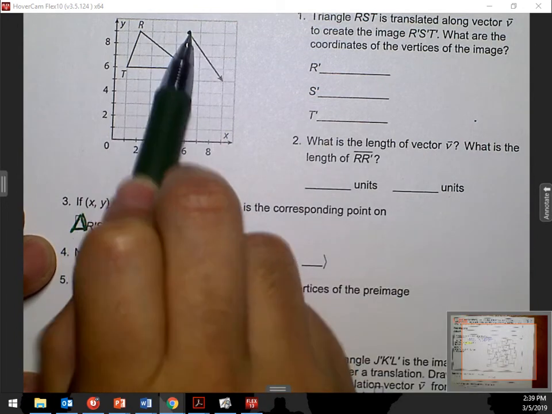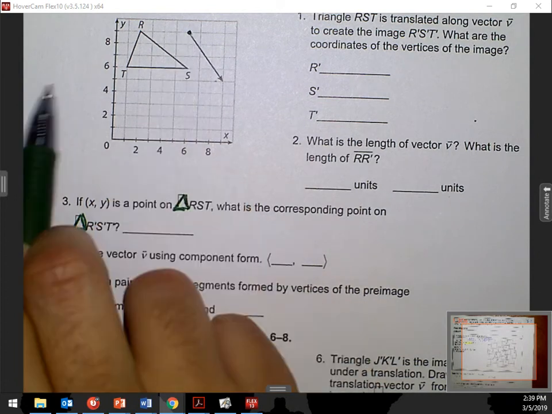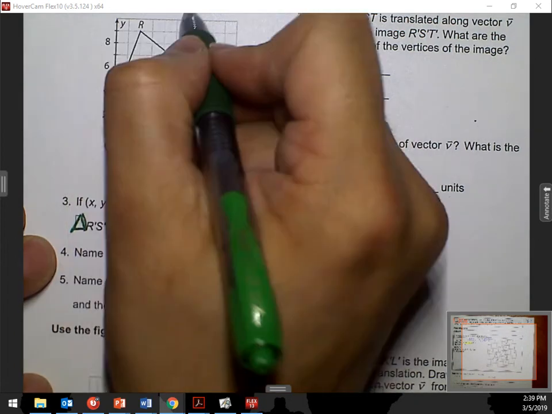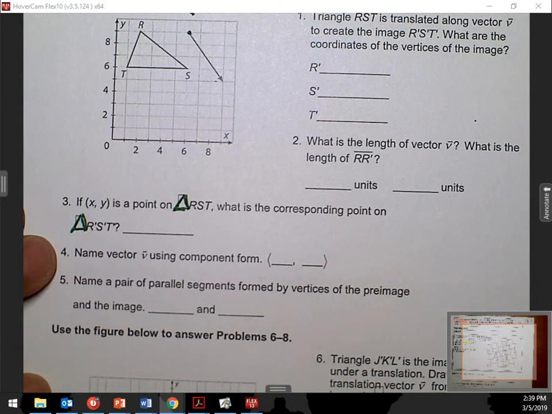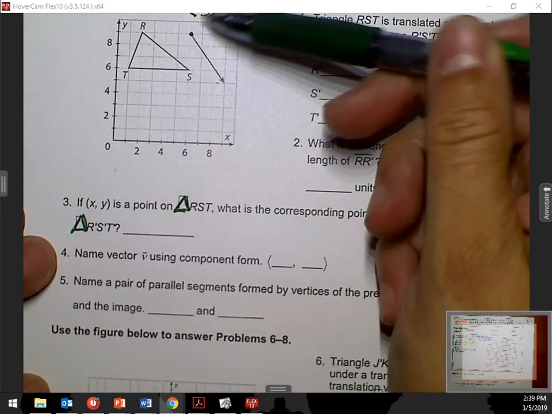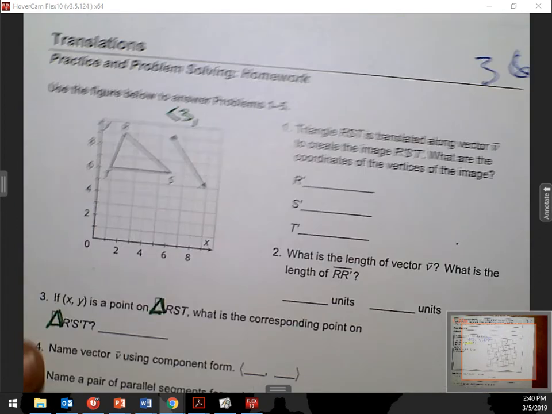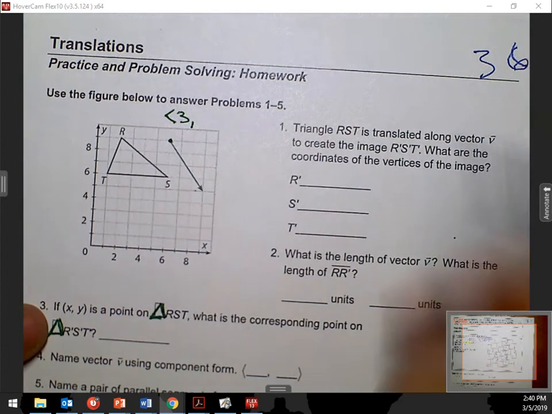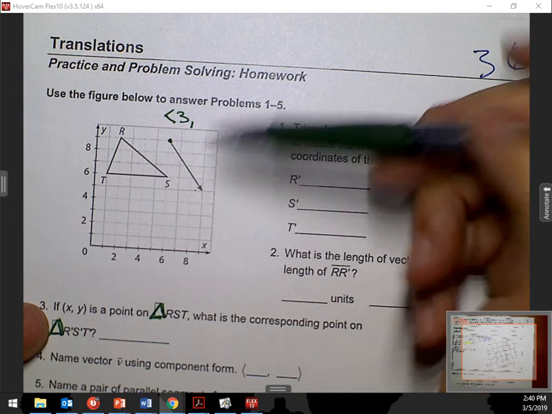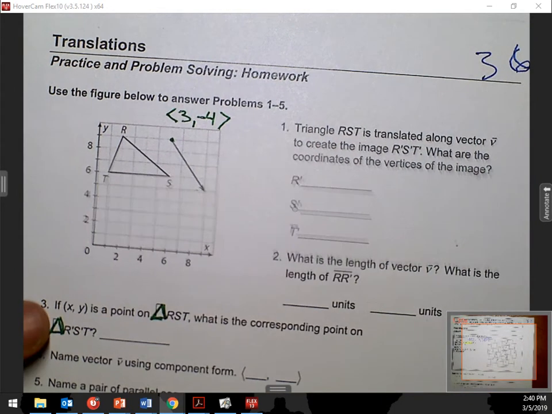So if it starts here and ends here, what is it moving to the right? It's moving to the right, isn't it? 1, 2, 3, right? So I would say that vector is going to be positive 3, and it goes over 3, but what else does it do now? So it was positive 3, and now down 4, right? Down 4, I put what? Negative 4. I said it first.